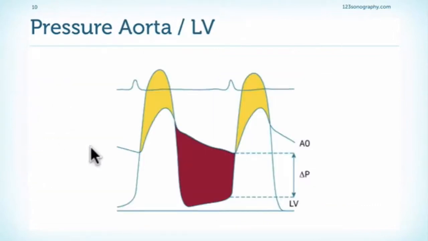This shows you a pressure tracing between the aorta and the left ventricle. This tracing here is the tracing of pressure in the left ventricle, while this is the pressure here in the aorta. What happens during diastole is that you have a fairly rapid pressure equilibration between the aorta and the left ventricle caused by regurgitant flow which comes back into the left ventricle. Thereby, the end diastolic pressure in the aorta is low. This is also the reason why you have low diastolic blood pressures in patients with aortic regurgitation.